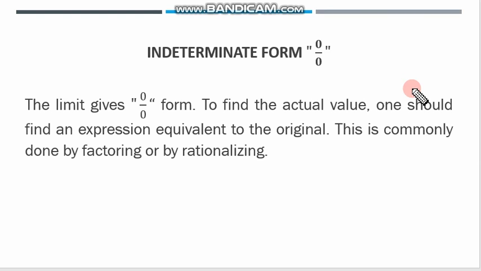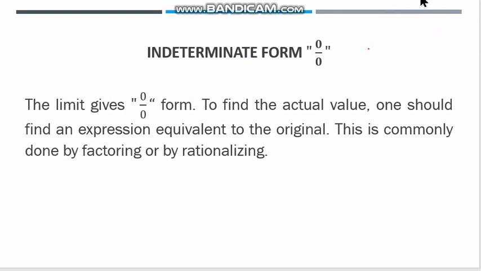Okay, so let's move to another topic, the indeterminate form 0 over 0. Sometimes the limit gives a 0 over 0 form for rational functions. To find the actual value, one should find an expression equivalent to the original. This is commonly done by factoring or by rationalizing.